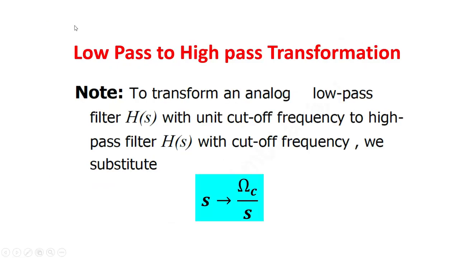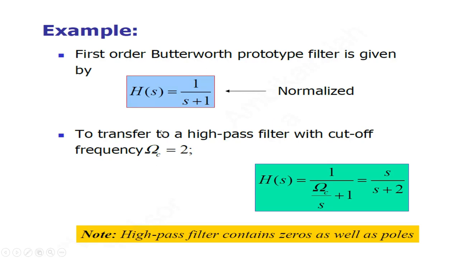Okay. Now, this is the transformation from a low-pass filter prototype to a high-pass filter. To transform an analog low-pass filter, H(S), with unit cutoff frequency, which is the normalized low-pass filter prototype, to a high-pass filter H(S) with cutoff frequency omega C, we substitute omega C over S in the place of S. Let's take one example. The same example we will take of the first order Butterworth filter prototype.